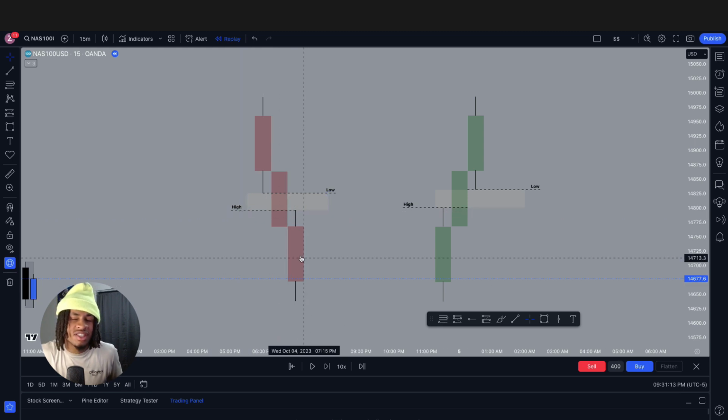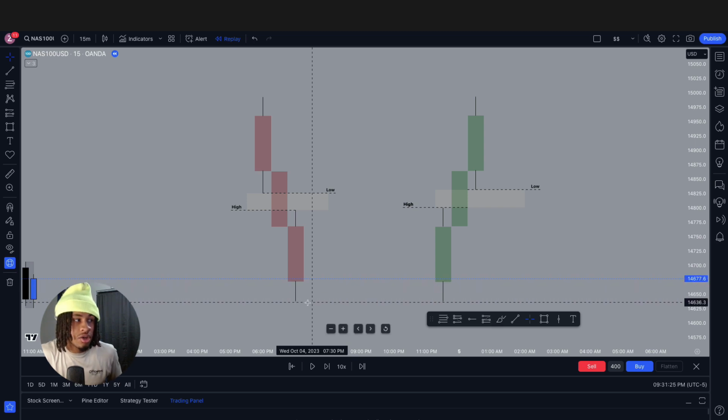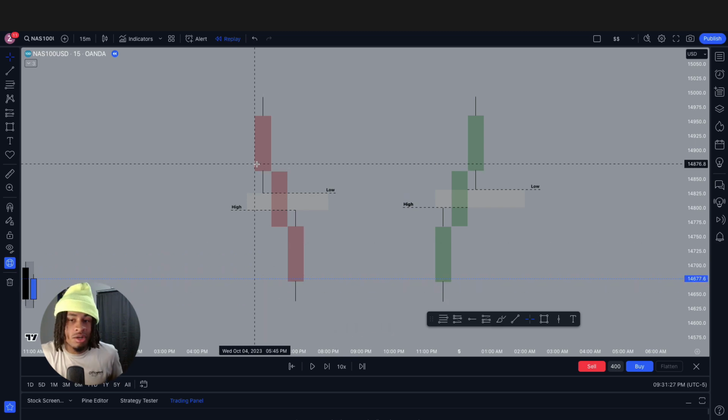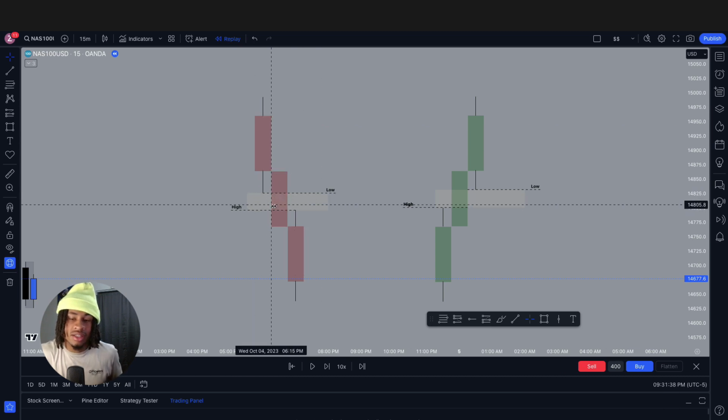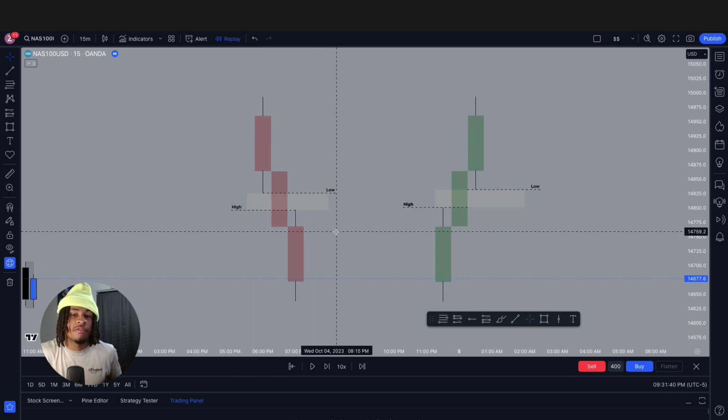Here on the left hand side, we get this wick right here, which is the high of this candle. Whatever time frame this candle is, this is the high, this is where the candle opened, this is where the candle closed at, and this is the low of this candle. Now if we go to this candle up here, this is the low of the candle, this is the close of the candle, this is the open of the candle, and this is the high of the candle. Now when we see gaps like this, these are called fair value gaps.